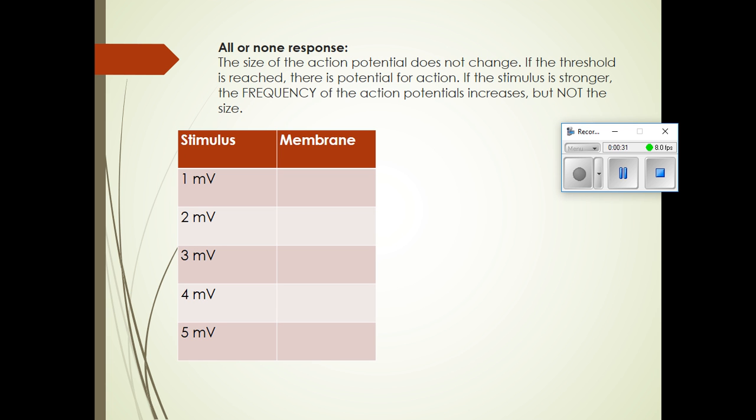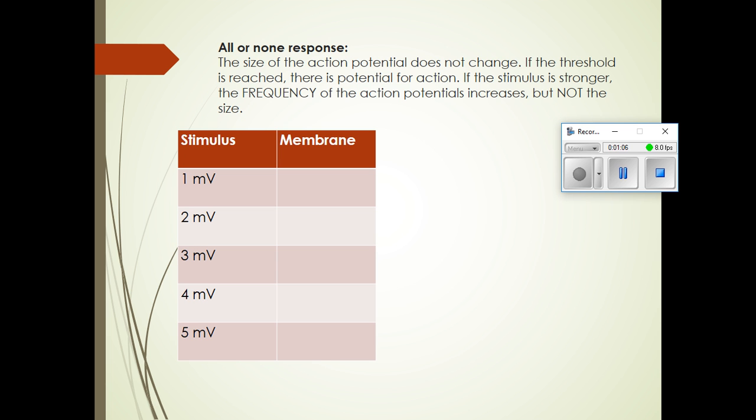So that graph that we looked at, if that was what it looked like for a neuron, that should be what it always looks like for a neuron with those same values. If the threshold is reached, then there's enough potential for action to happen. So if the cell body sends the axon a signal that depolarizes the membrane enough to cause the sodium channels to open, then we're going to start an action potential, and it's going to travel the length of the axon.